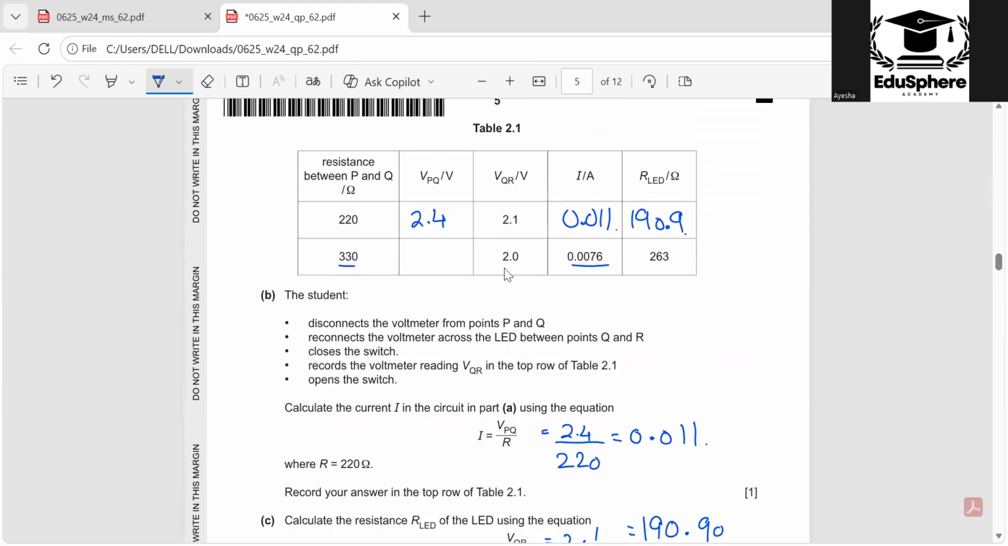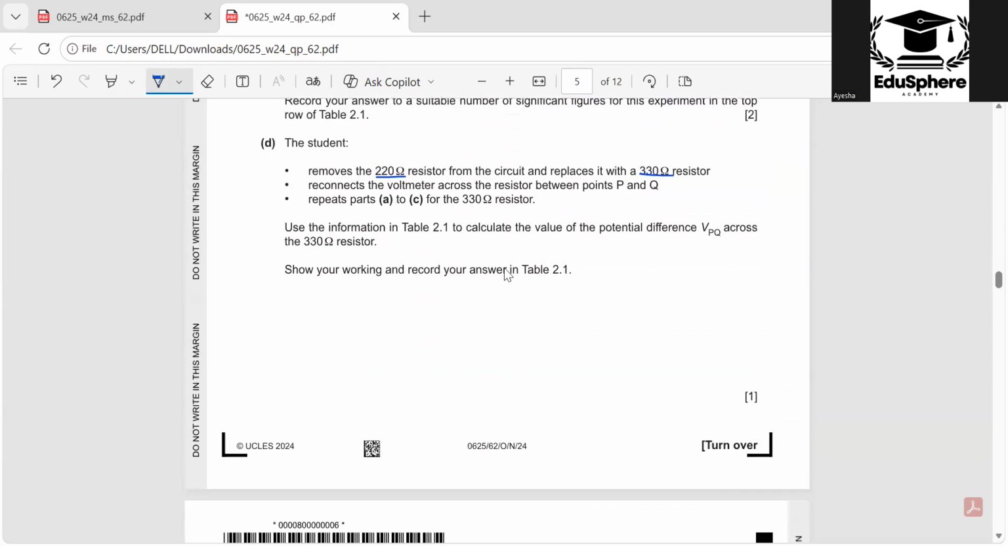So I'm going to write R equals V by I. The resistance is now 330, equal to the voltage we have to calculate divided by 0.0076. So let's multiply 330 by 0.0076. I get 2.508, so I'm taking 2.50. So here the value is 2.50 volts.